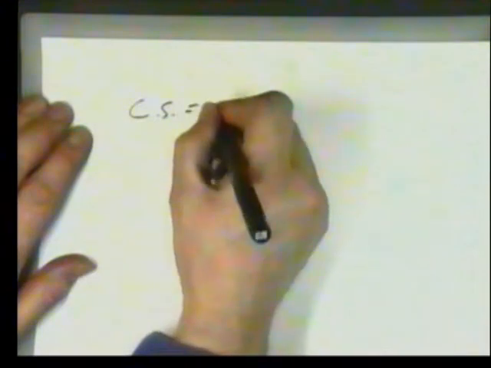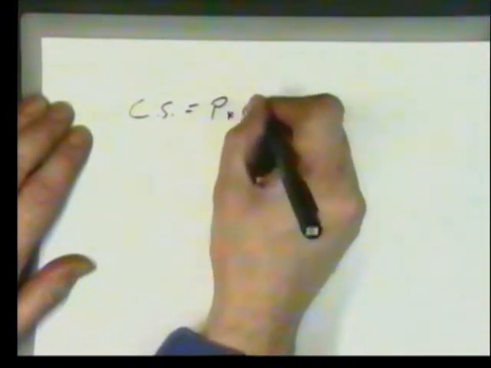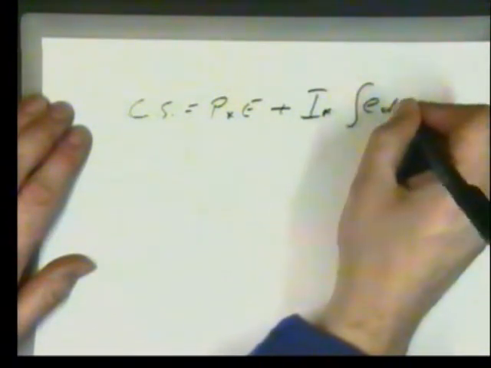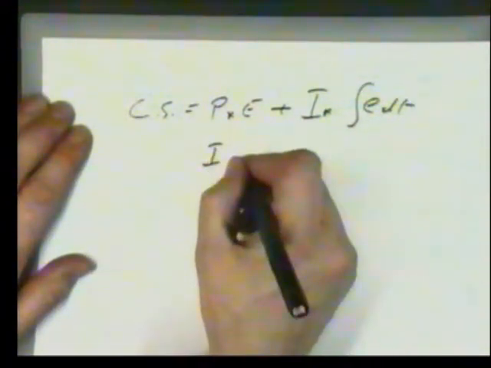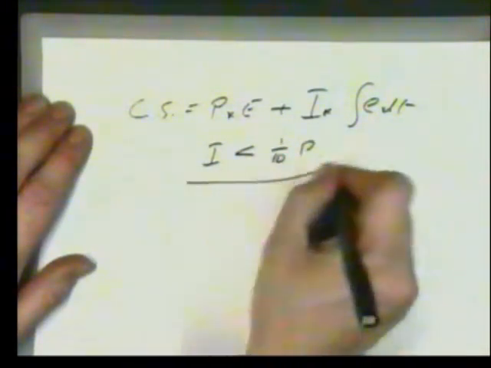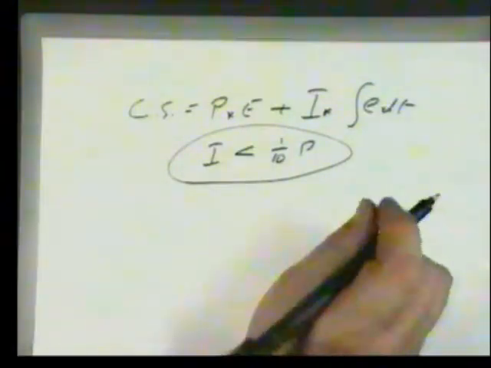But let's do our equation again. Control signal equals P times E plus I times the integral of E dt. I should be less than 1/10 of P. That's just a general rule of thumb. There's no specific rule about this, but if it's greater than that, you're going to get integral wind-up. If the response of your system is too fast as well, you're going to get integral wind-up.